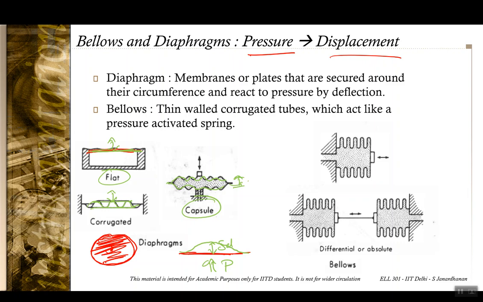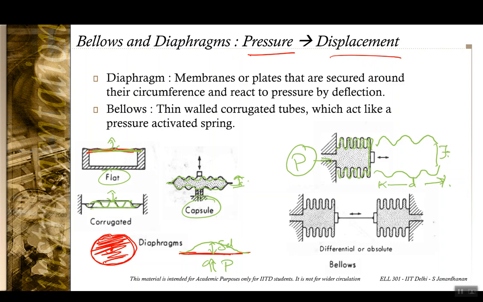For larger deflection and larger sensitivity, what you would need is a bellow. A bellow basically functions like a pressure activated spring. So you have thin walled tubes like this, and when a pressure is applied, these tubes again unravel to a shape, and the displacement of the end of this bellow gives me an indication of the pressure being applied here.